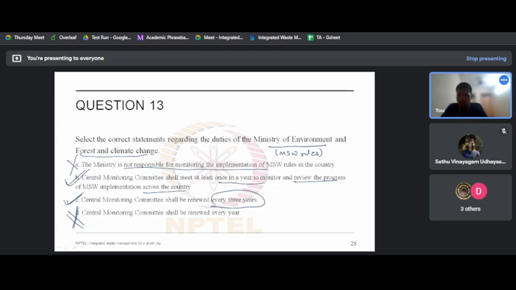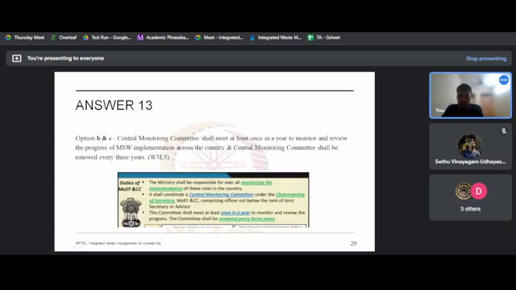So we have the correct options B and C. The monitoring committee shall meet once a year to monitor and review the progress of implementation across the country. It should be renewed every 3 years. So option B and option C are correct. Students can refer to the last lecture, lecture 5. So here we can see in the slide also. They meet once a year to monitor the review and it is renewed every 3 years. So here it can be seen they are responsible for monitoring the implementation.